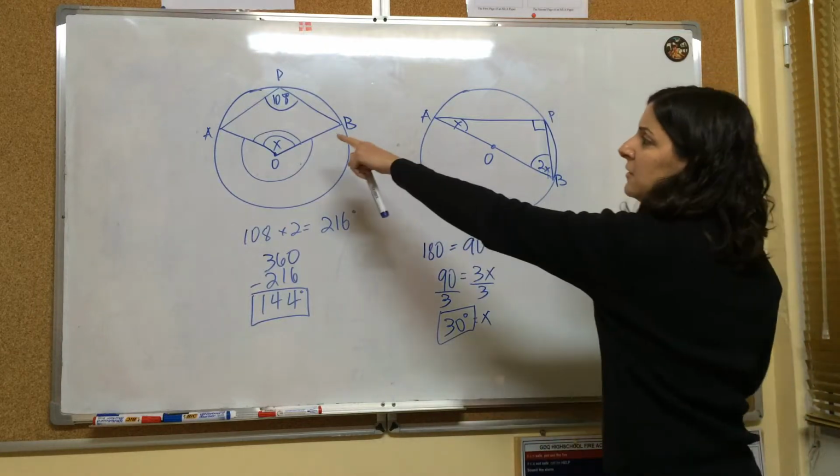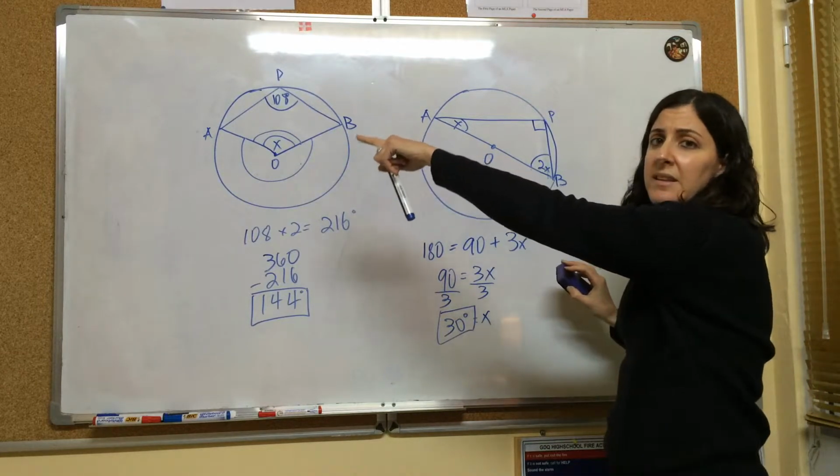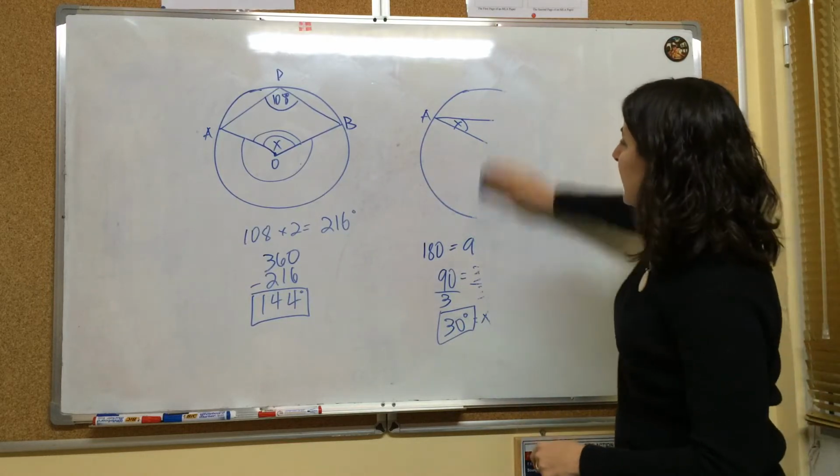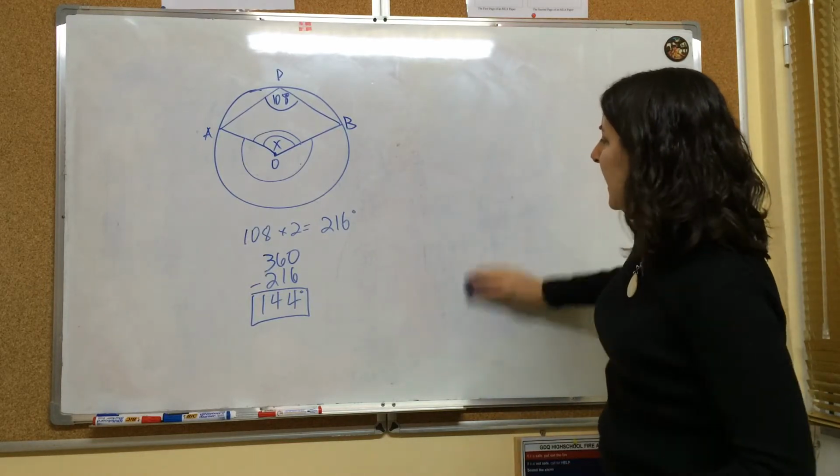So again, I'm looking for two things. I have my baseball diamond, with the angle at the center twice that at the circumference, and I have my semicircle that's showing me that I have a right angle.